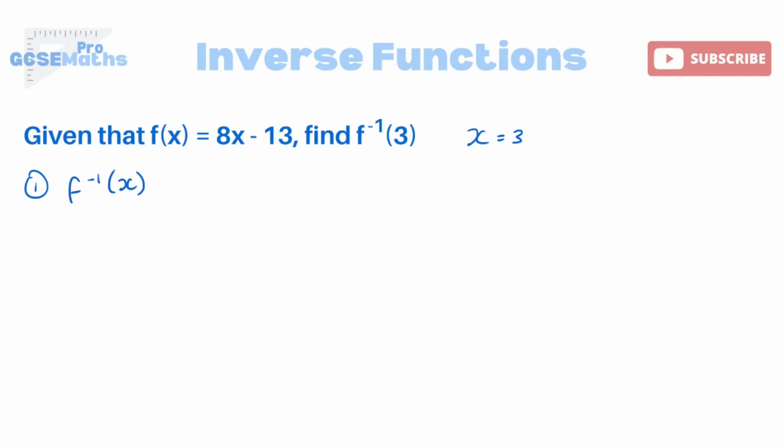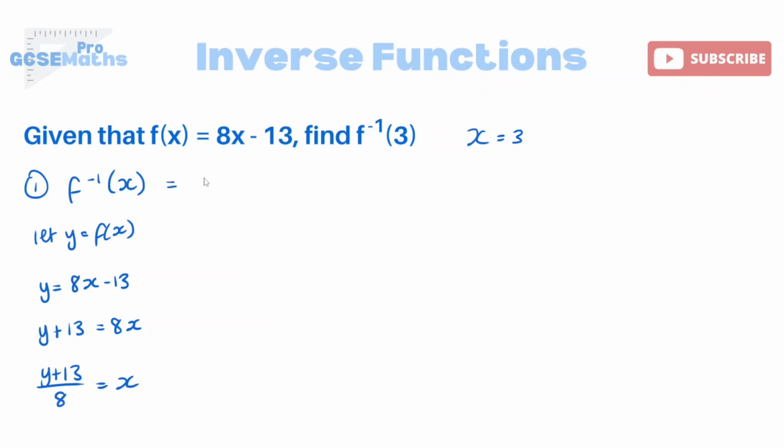So step 1, as we said, we had let y equal f of x. So y equals 8x minus 13. When I want to find the inverse function, I'm just going to do this a bit more quickly now. I need to add the 13, don't I? So y plus 13 equals 8x, and then I need to divide by 8. So I've got (y plus 13) over 8 equals x. And obviously I therefore need to write it in terms of the inverse function. So the inverse function of x, we're going to swap the y with the x, is (x plus 13) over 8.